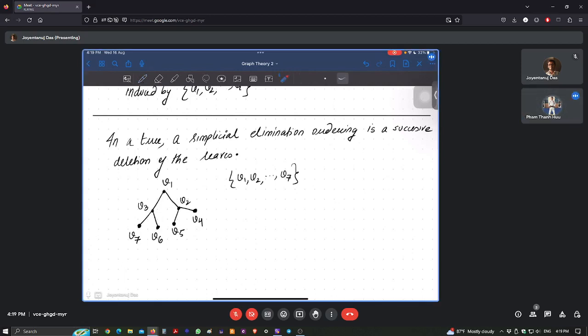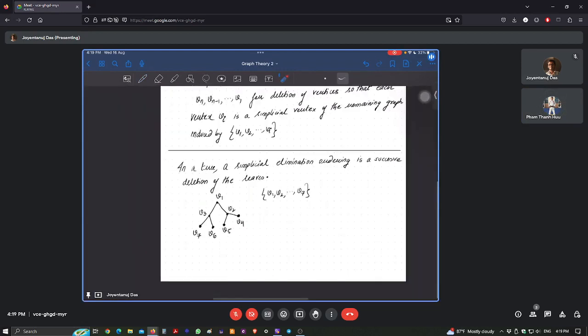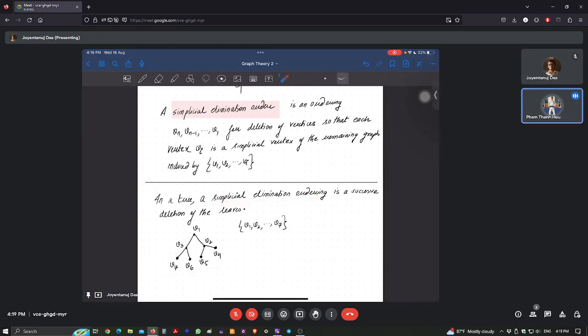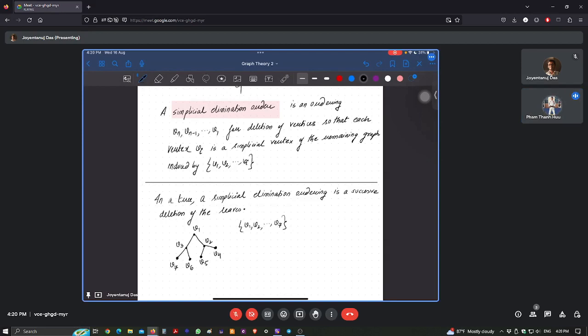So if I give this particular type of ordering, then you can see that it satisfies the definition. So this is actually a simplicial elimination ordering. But does G have seven vertices? Yes. So we delete V7. We have V3, yes, v3 is the only neighbor.